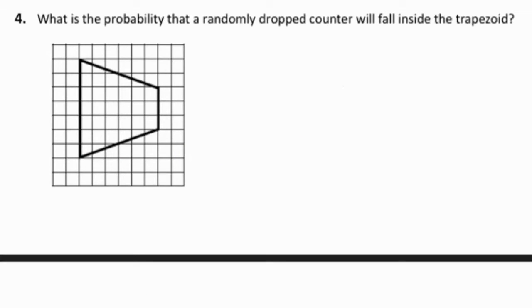So right now it says in example number 4, what is the probability that a randomly dropped counter will fall inside the trapezoid? So remember, what you want is going to go on top, and the total is going to go on bottom. So right now it looks like we have a square on the whole thing in my total. It is 10 spaces across and 10 spaces down. So the total area of this guy is going to be 10 times 10. So that's going to be the total of the whole thing.